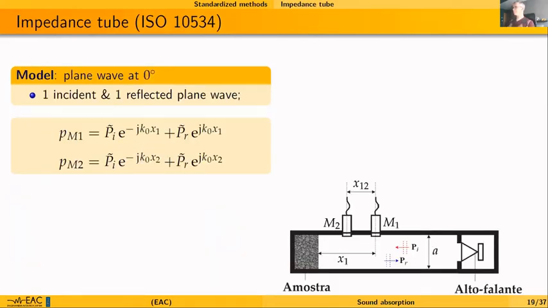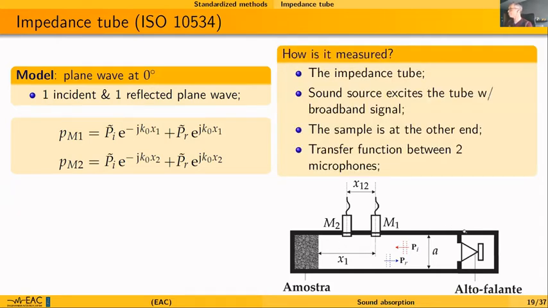So the other standardized and well-known method we have is the impedance tube. In that case, the model of the sound field is a plane wave at 0 degree incidence, or normal incidence. So we have one incident and one reflected plane wave inside our tube. And with that assumption, we can compute the pressures at those microphones and then retrieve the absorption coefficient or surface impedance under normal incidence.